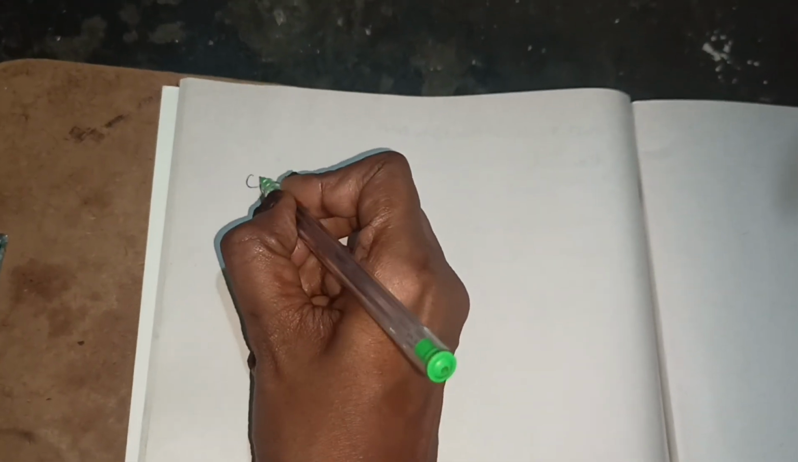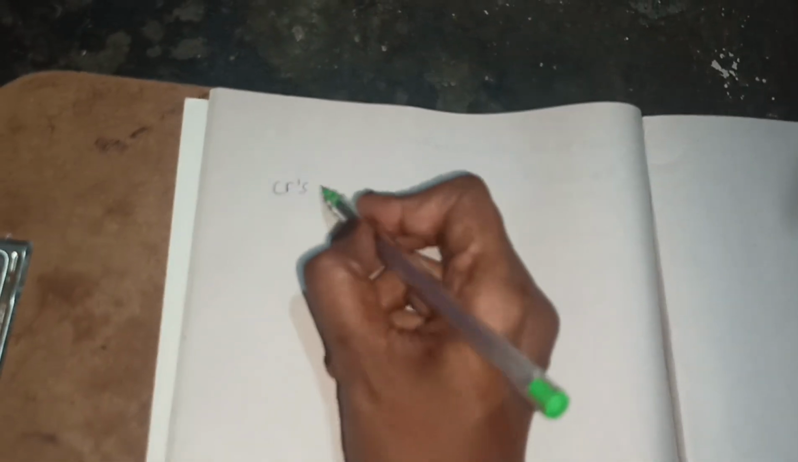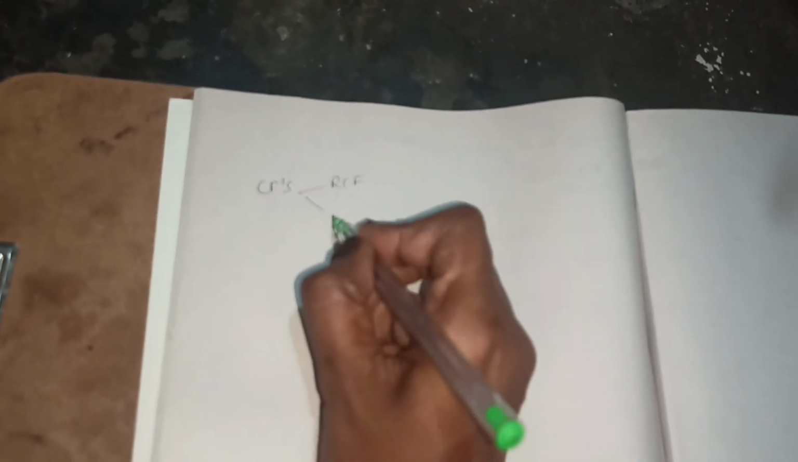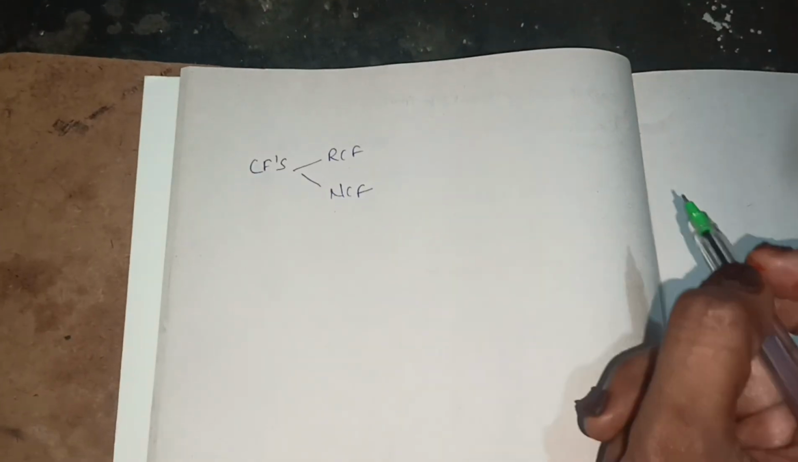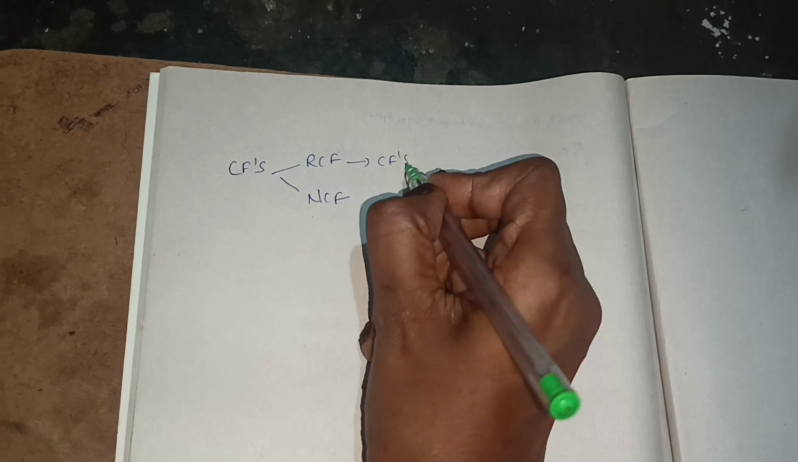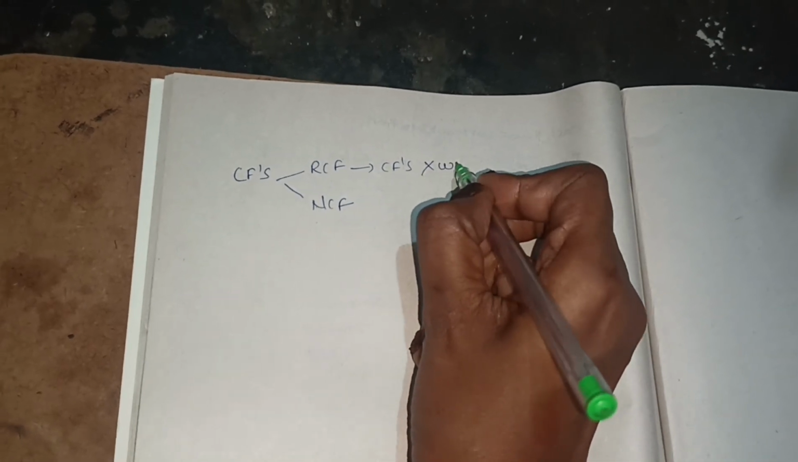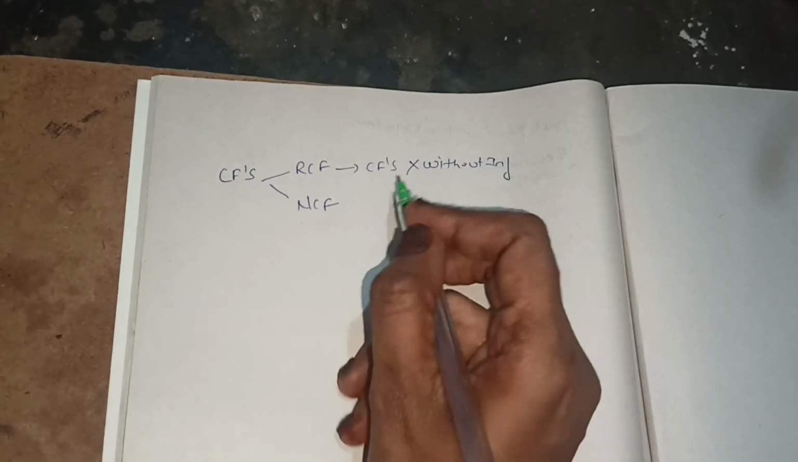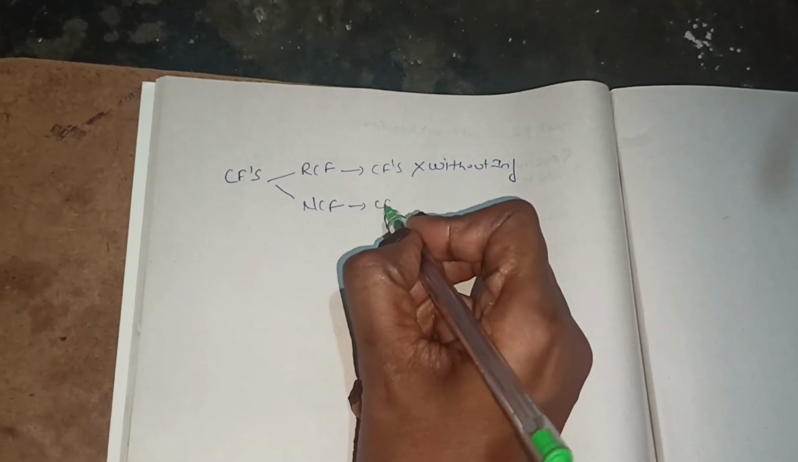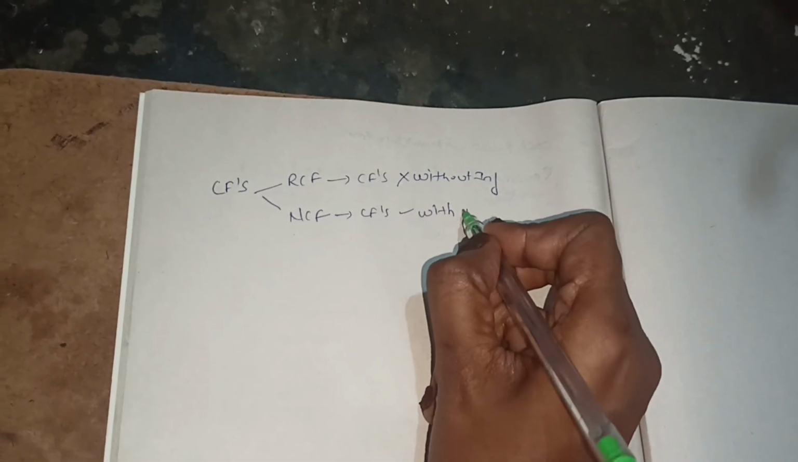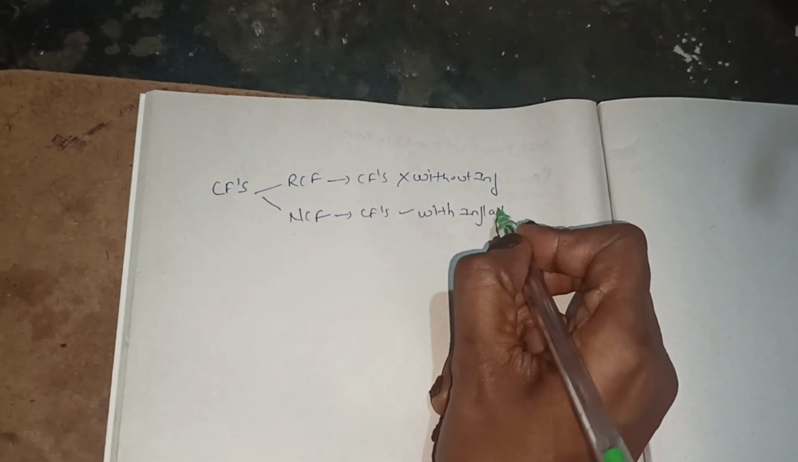As discussed in yesterday's video, there are two types of cash flows, namely real cash flow and nominal cash flow. Real cash flows are cash flows without inflation. On the other hand, nominal cash flows are cash flows which are inclusive of inflation.